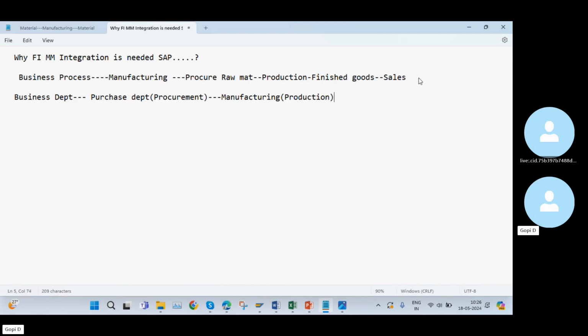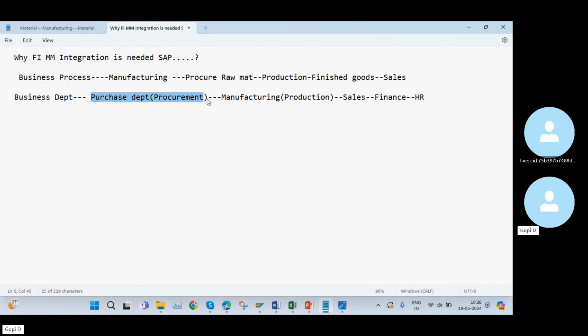Okay. And the next one is sales department, and the next one is finance department, and the next one is HR department. So here I took only a few departments to understand why FI-MM integration is needed. So in this case, now you can see in a real-time environment how the business is going and how the business is doing their transactions and all.